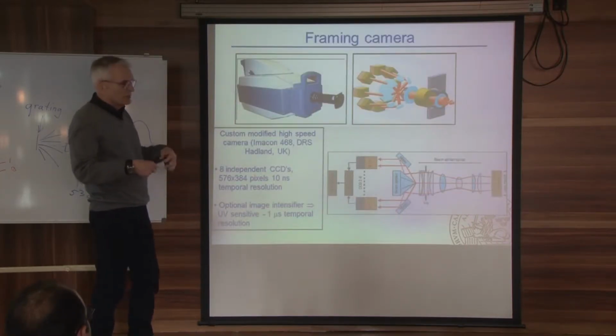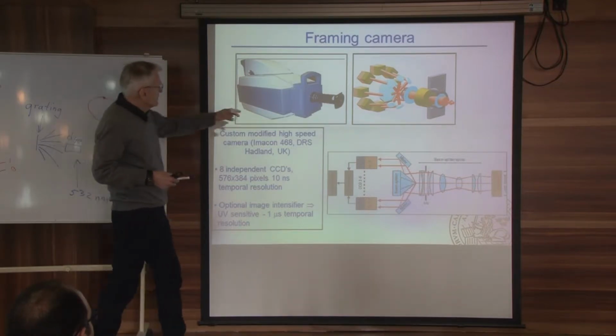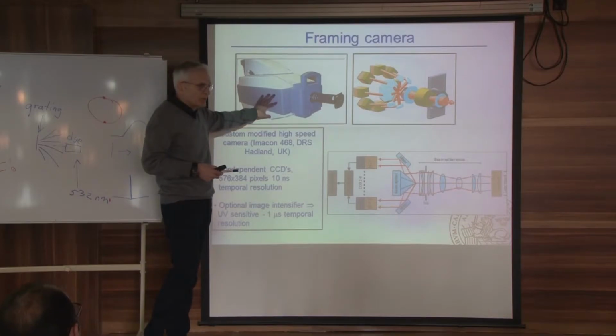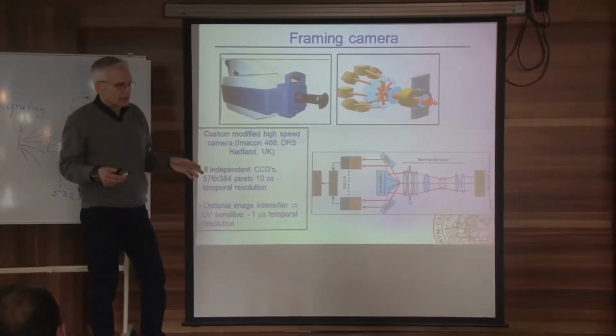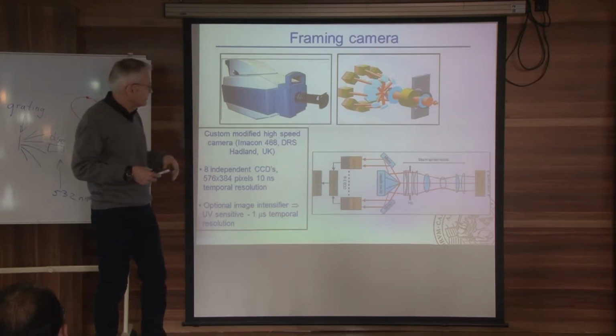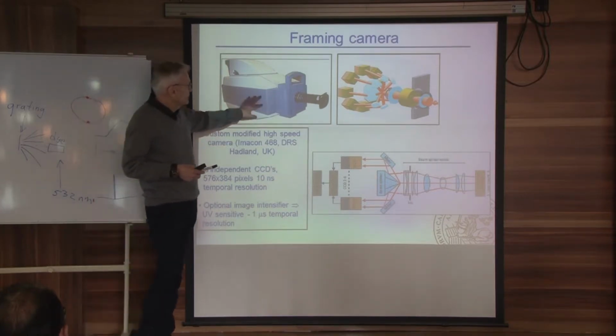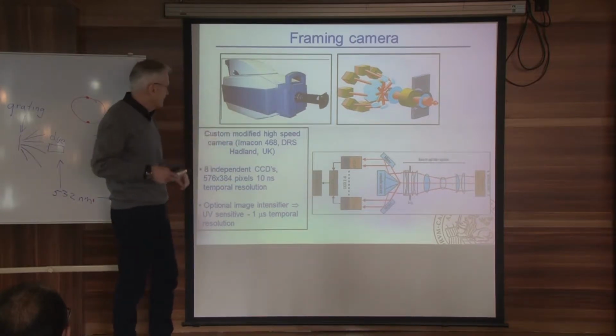Then when we want to do high-speed measurements, we want to be even more advanced. We want to have a framing camera. A framing camera is a camera which can take images extremely fast. A normal camera runs at maybe 100, 200, up to maybe 500 hertz. This can go up to megahertz. It can take images very close in time.